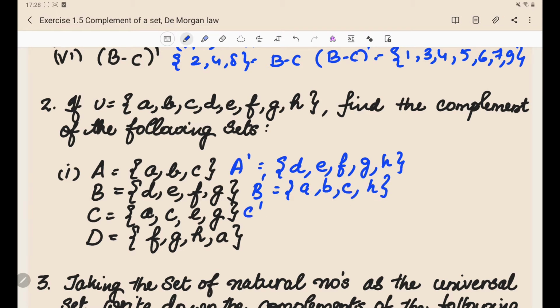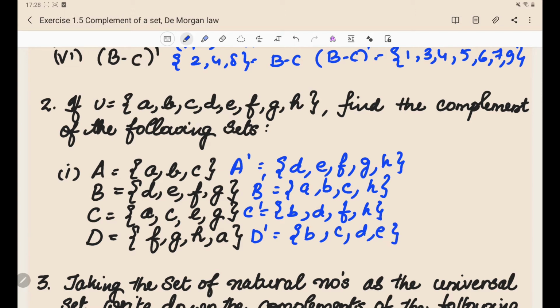Again, what is C complement? All the other numbers. What are these numbers? B is there, then D is there, F is there and H is there. Again, for D complement, what are the elements? B is there, A is already there, so you can't take that. B, C, and D and E. So these are the elements of D complement. So that was again an easy problem.